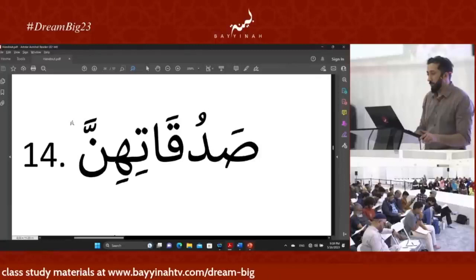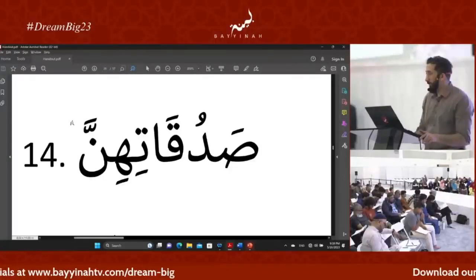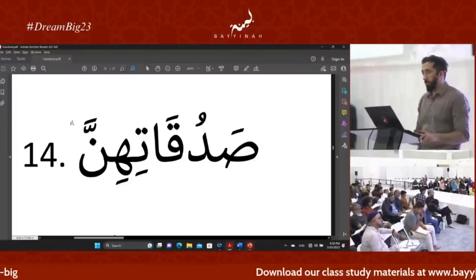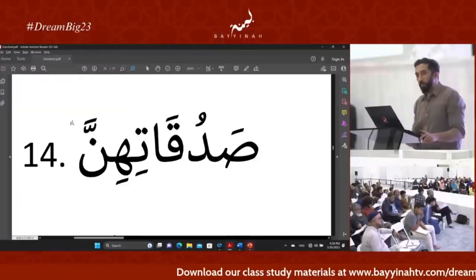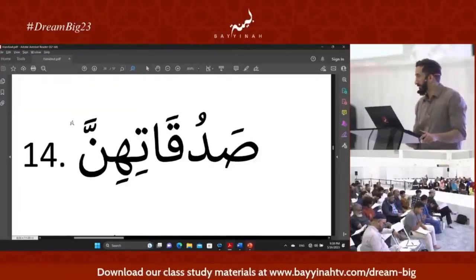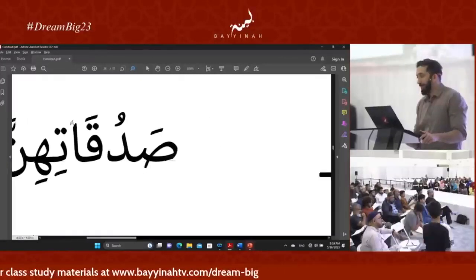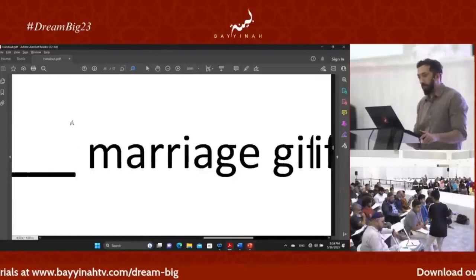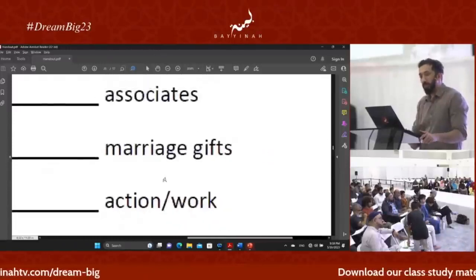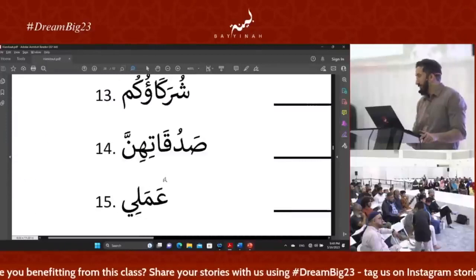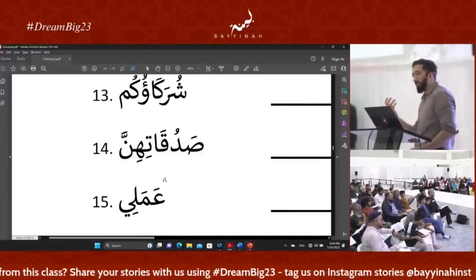Saduqatihinna. Ooh, this is a trouble word for a lot of people. Man, a lot of families, millions of families in the Muslim world are in trouble because of this word. Saduqatihinna. What does it mean? Yeah, their dowries. How did I translate? Yeah, marriage gifts. It's said gifts, but actually, you know what sidq means in Arabic?